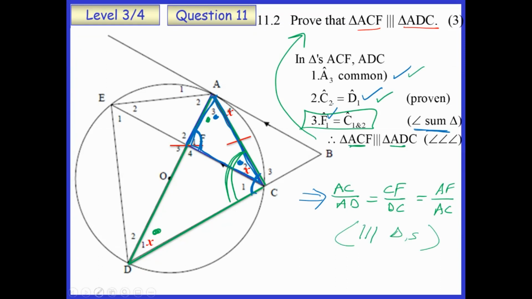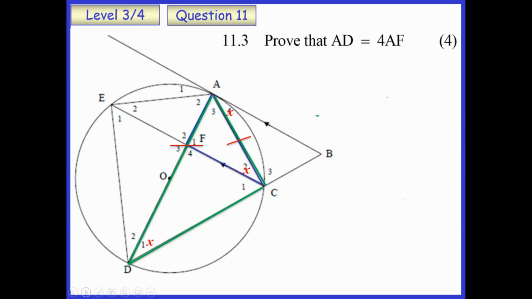All right. I'm going to ask someone to call out the ratios for me so I can write it on the next screen, okay? Someone got the ratios? Yes, sir. Can I have the ratios? AC over AD, sir, is equal to CF over DC. And then AF over AC.